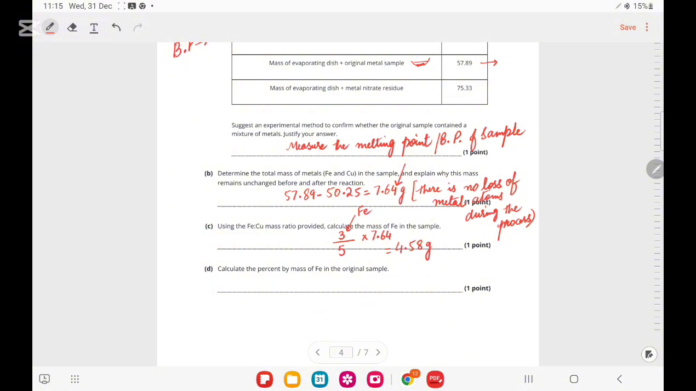So if we want to find out the percentage of iron, the mass of iron is 4.58 and the total mass is 7.64, times 100 and the answer comes out to be 59.9%.